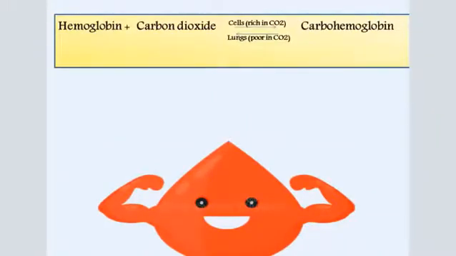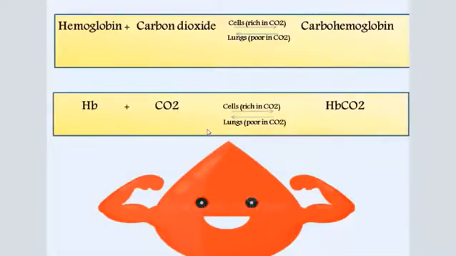The chemical reaction between CO2 and hemoglobin can be represented by the following word equation. Don't forget, the usage of two opposite arrows means that this reaction is reversible. And this is the equation of this reaction using symbols.